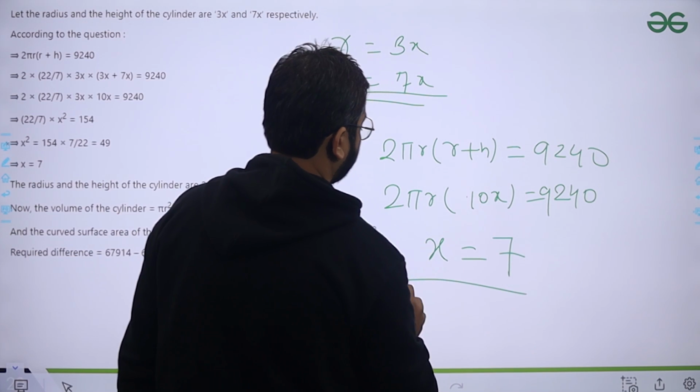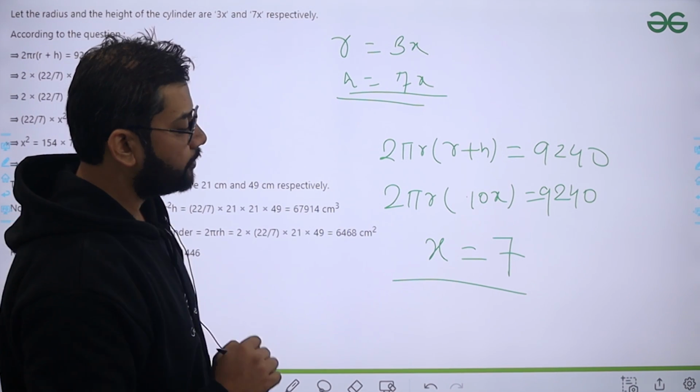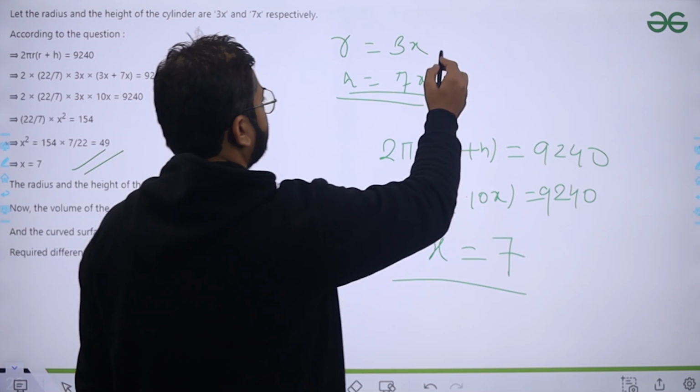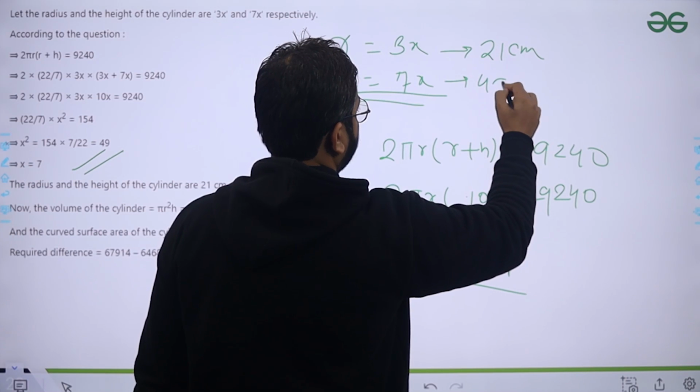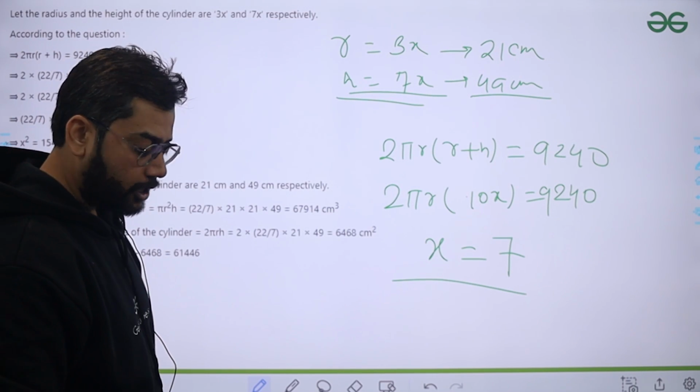Okay. After calculation, I am skipping the calculation a little bit. So after calculation, what is the value of x? 7. Now from here we can find out radius is equal to what? 21 centimeter and the height will be 49 centimeter. Okay. So we found the radius, we found the height.